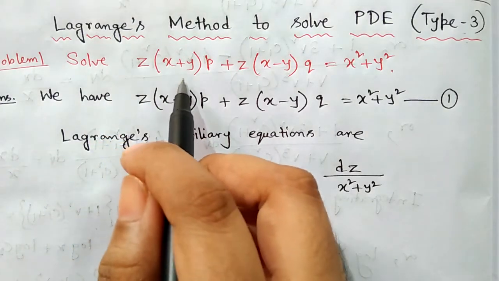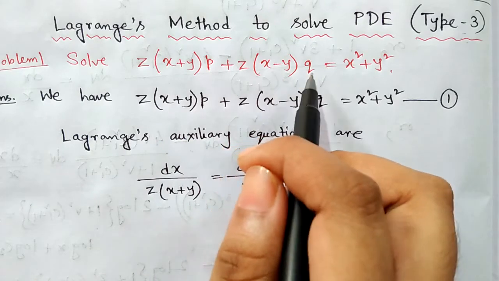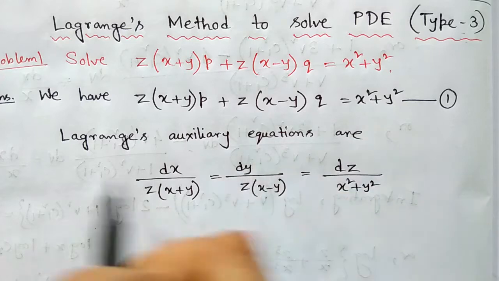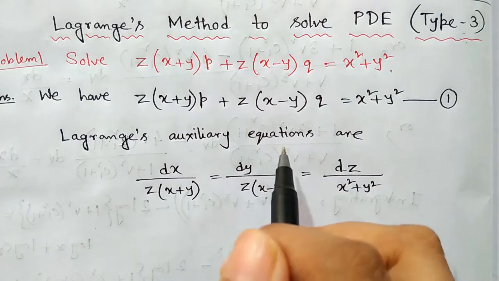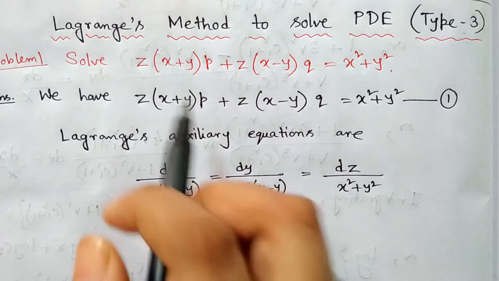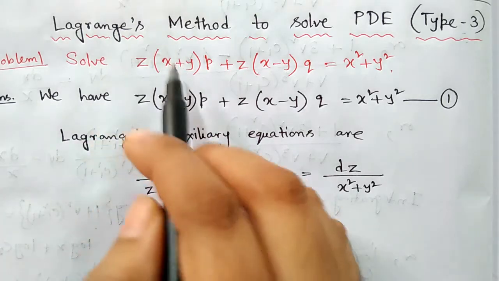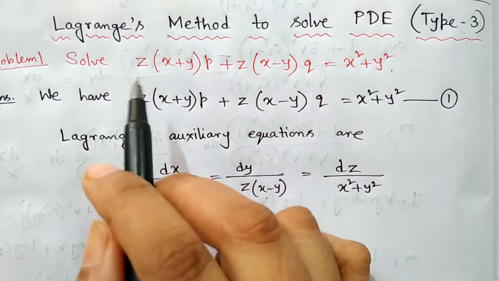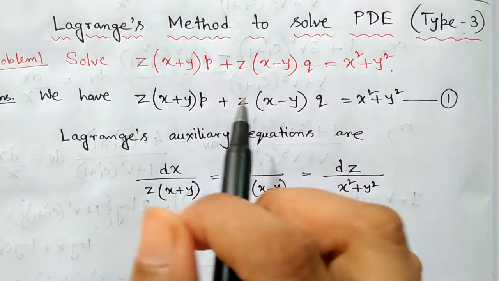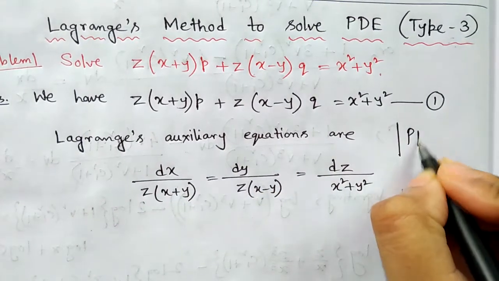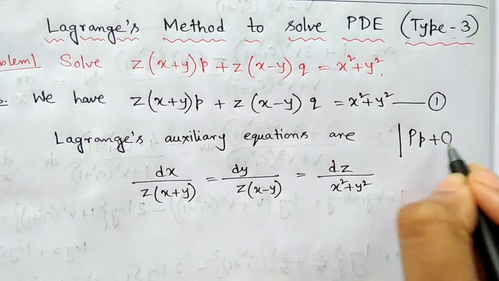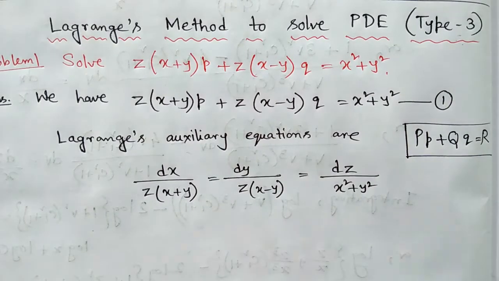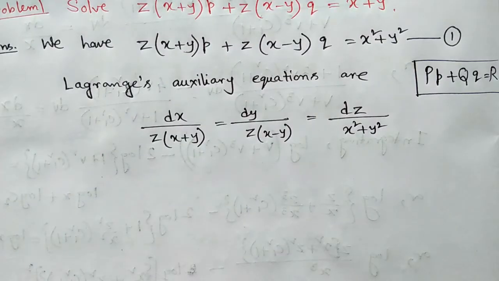See, this is our problem. Solve z(x + y)p + z(x - y)q = x² + y². Numbering it as 1, Lagrange's auxiliary equations are dx/P = dy/Q = dz/R, that is, written in the form P p + Q q = R. We know this notation.